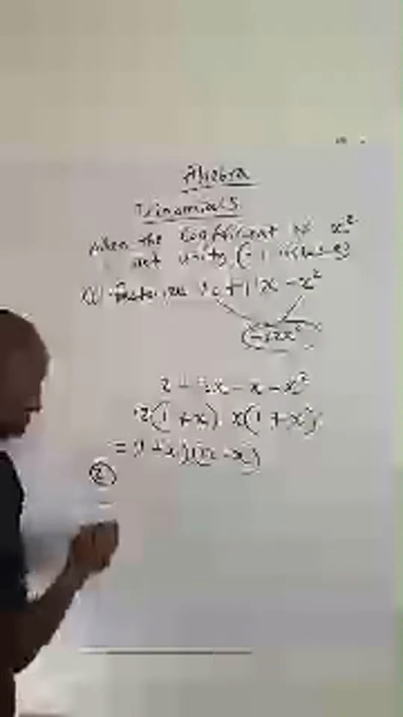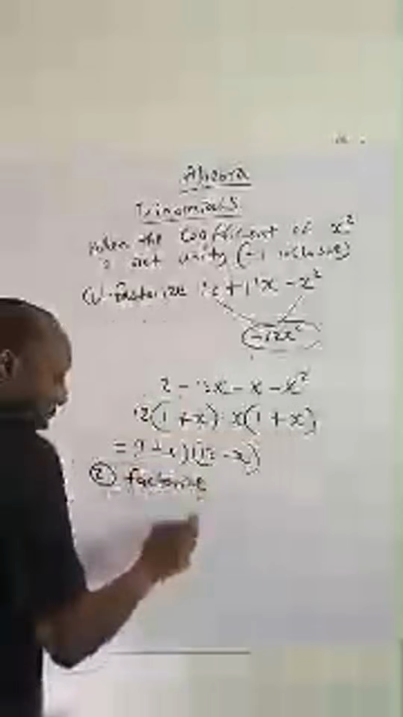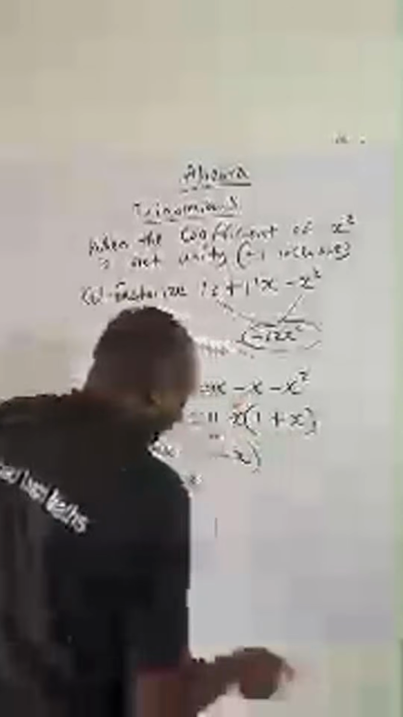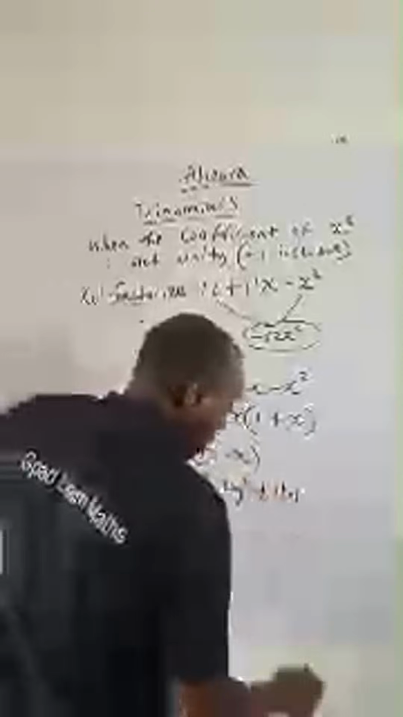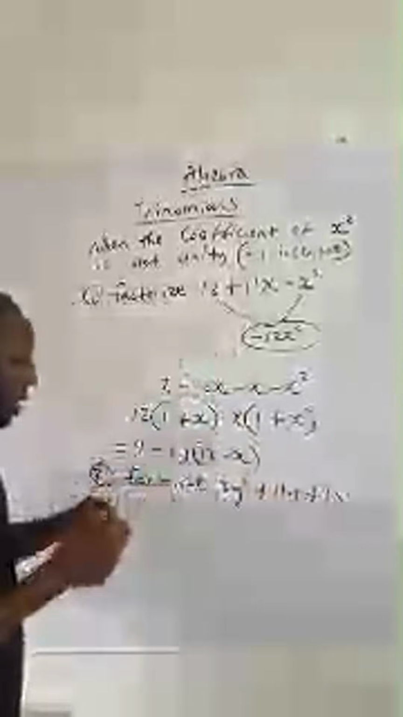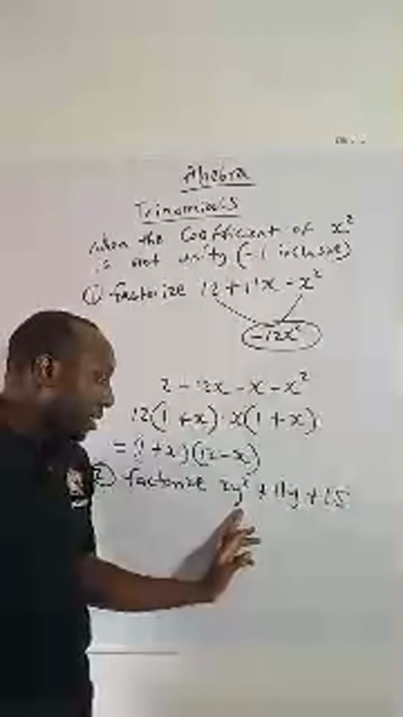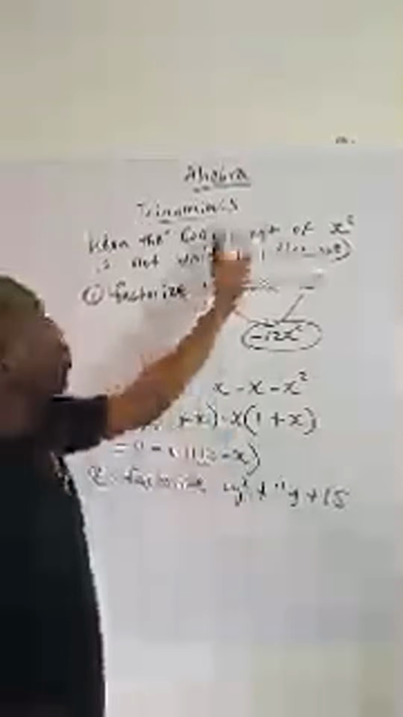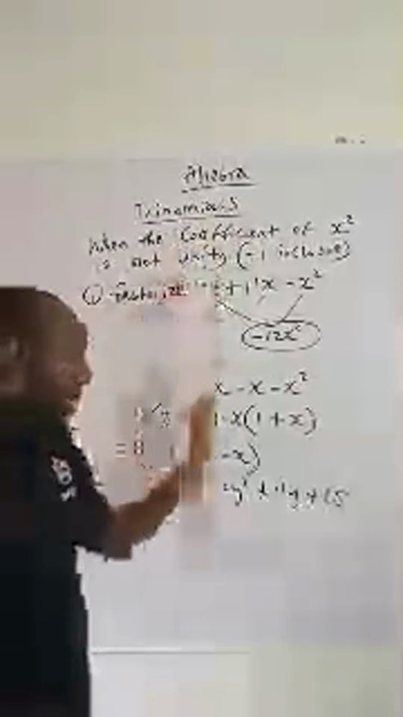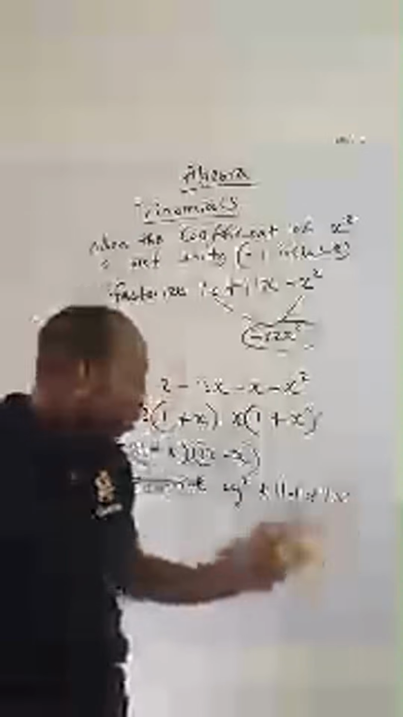So let me write another question for us to try. If you can, factorize 2y squared plus 11y plus 15. If you notice, the coefficient of the leading term here, the one that has the highest power, is 2. It's not unity. So you cannot just say, oh, think of 2 factors of 15. You can't do that. You have to multiply this and this, like I did here.